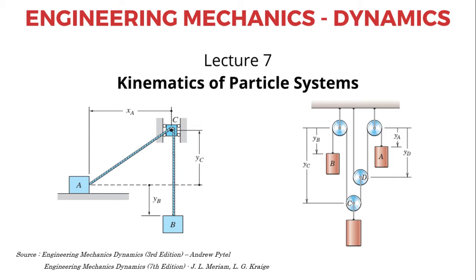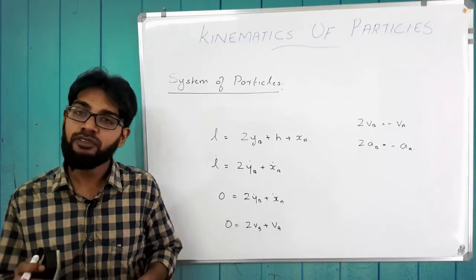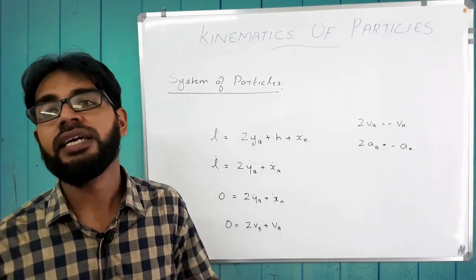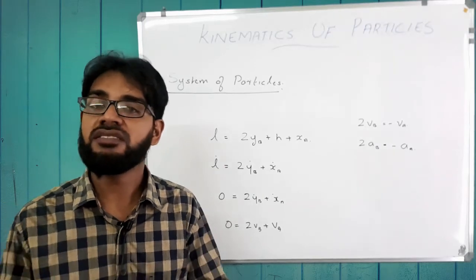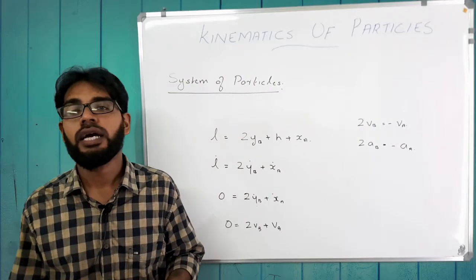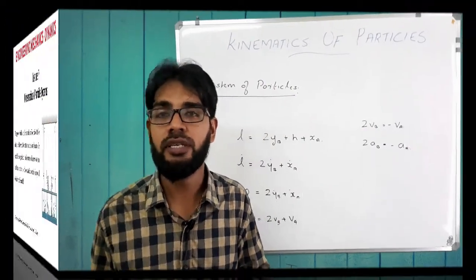On the right hand side, you can see a system of pulleys. If you observe closely, there are 2 chords here, which indicates that you can get 2 equations of constraint from this problem. Now let us solve a few problems here so that you can get a better understanding regarding kinematics of a system of particles, or more importantly, kinematics of constrained motion.